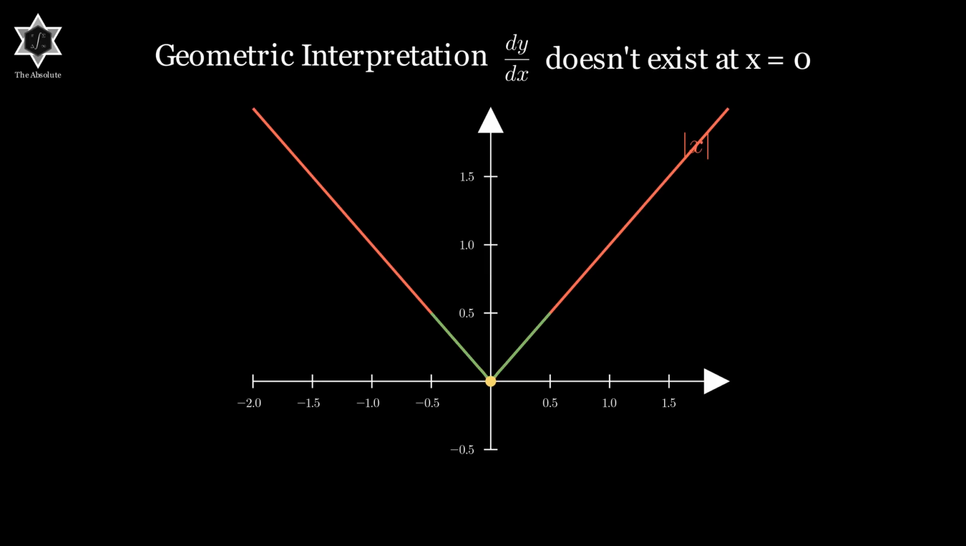At the corner itself, two different tangent lines meet, one with slope -1 and one with slope +1. Since these slopes disagree, there is no single well-defined tangent line at x equals 0, confirming that the function is not differentiable there.